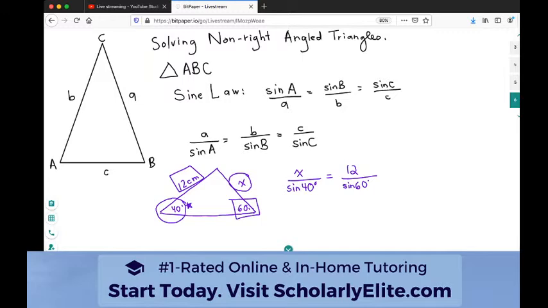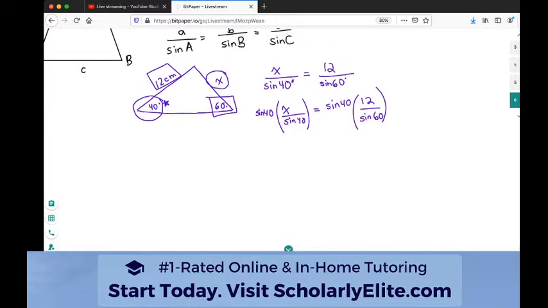Okay, so let's go ahead and solve for x. So x is in our numerator. We need to solve for it. What I want to do is get x by itself, so I'm going to multiply both sides by sine of 40. And what that's going to look like is x over sine of 40 times sine of 40, because we wanted that to cancel out and equal 1. And then on this side, we've got sine of 40 times 12 divided by sine of 60. Great. So I'm going to move all of this stuff over now, just so we can get a better look.